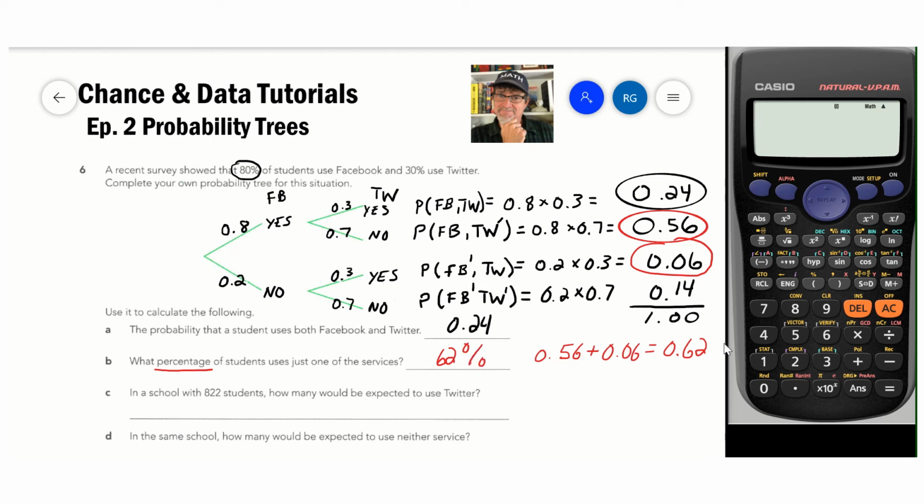In a school with 822 students, how many would be expected to use Twitter? Let's go right up to the text of the problem here. 30% use Twitter. So all we've got to do is 822 times 0.3. Let's go to our calculator here. 822 times 0.3 is 246.6. I'm going to round to 247.